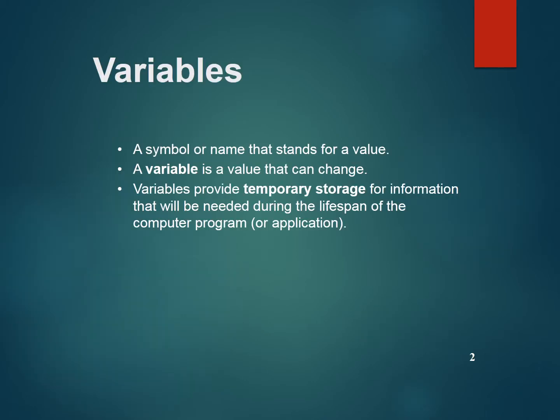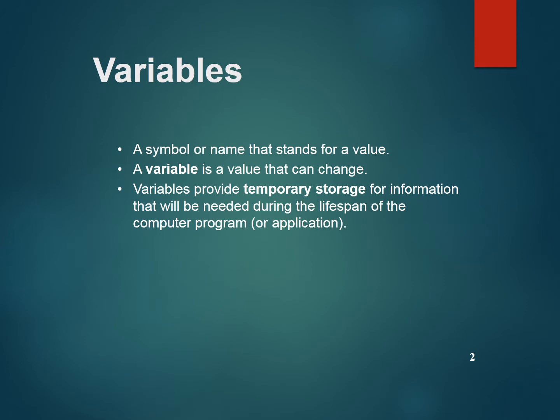Now, what is a variable? It is a symbol or name that stands for a value. A variable is a value that can change. As we know, the word variable is made from the word vary, and it means changes. So, a value that can change is a variable.